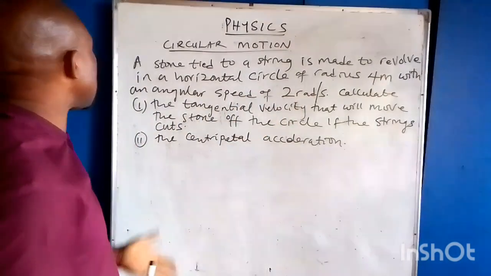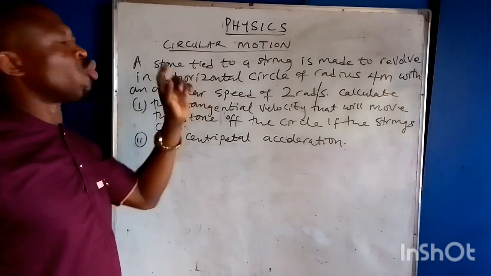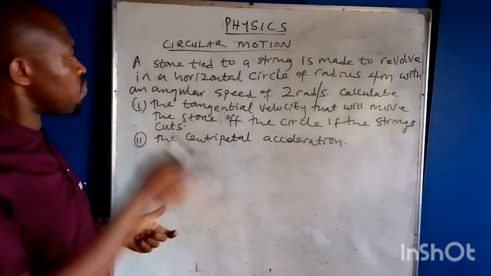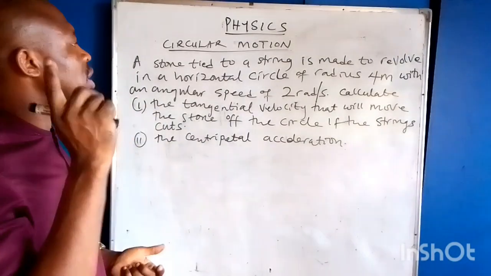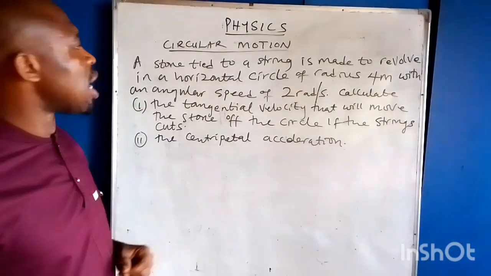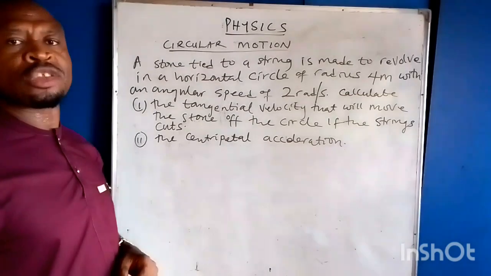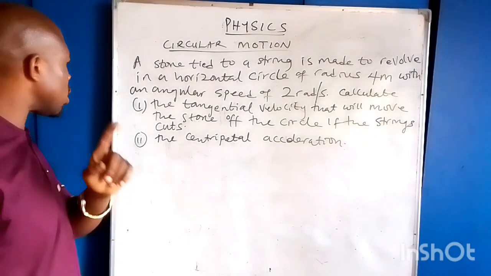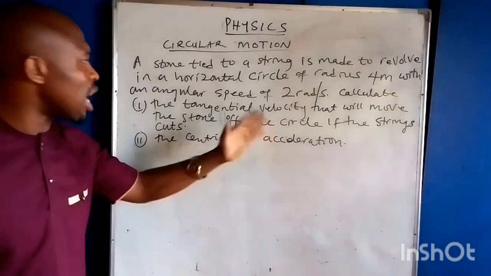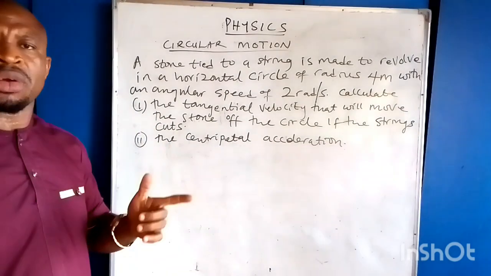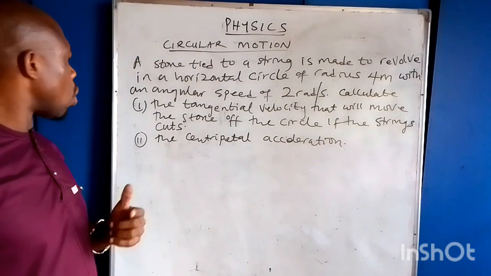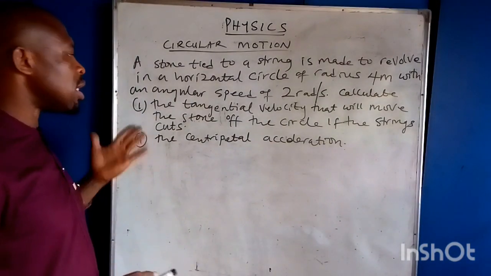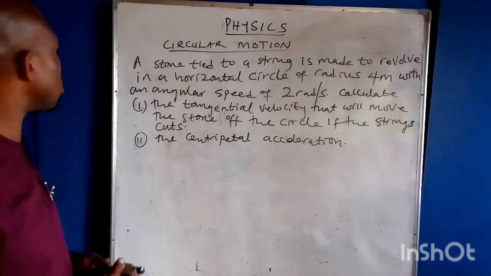This question says a stone tied to a string is meant to revolve in a horizontal circle of radius 4 meters with an angular speed of 2 radians per second. Calculate, first, the tangential velocity that will move the stone off the circle if the string cuts. The second question is the centripetal acceleration.